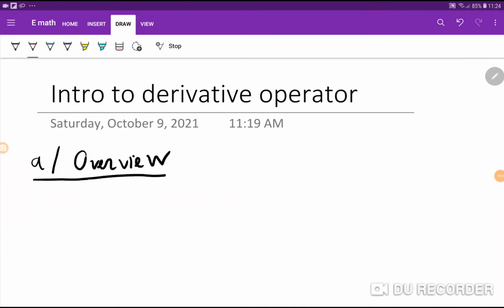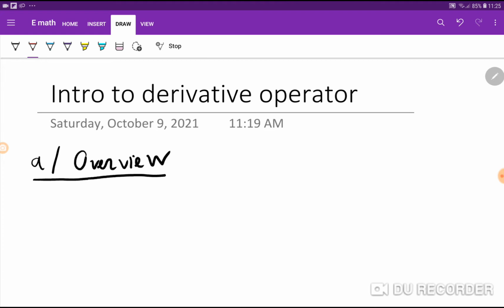I am so excited to finally have a chance to introduce you to these amazing derivative operators. My timeline right now is 11:25. I should eat right now, but I'm going to do some video first and then have lunch with my friend.